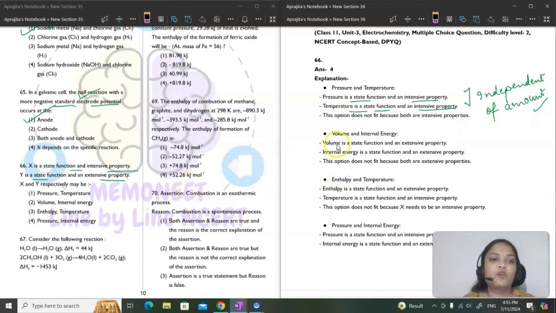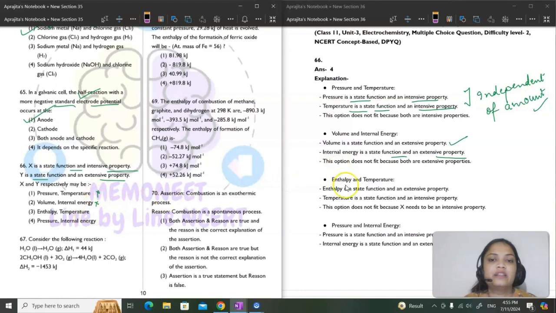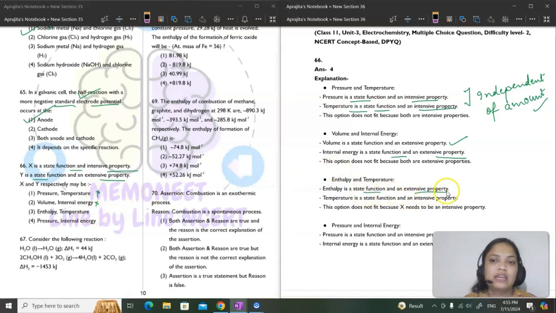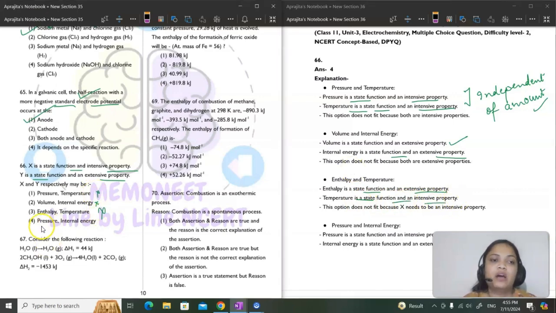Then if I talk about volume, volume is an extensive property. Internal energy is an extensive property as well. They will depend on the amount. Okay, so in this case, the second option is also not correct. Then enthalpy is a state function and extensive property. Temperature and pressure are both intensive properties, so that also doesn't fit. If I talk about the fourth one, pressure is an intensive property and internal energy is an extensive property. So yes, the answer for this question is option 4.